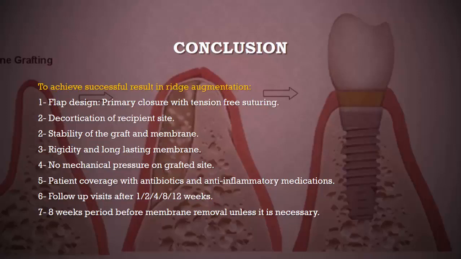Cover the patient with antibiotics and anti-inflammatory medication. Always, when we do any kind of grafting, give your patient antibiotic and anti-inflammatory medication for 1 week. We also need to follow up with our patients frequently. We recommend every 1 week, 2 weeks, and then 4 weeks, and then every 2 months and 3 months, depending on how the tissue heals. Of course, the membrane should be kept at least 8 weeks, unless it gets exposed or infected, then we need to remove the membrane before the 8 week period.